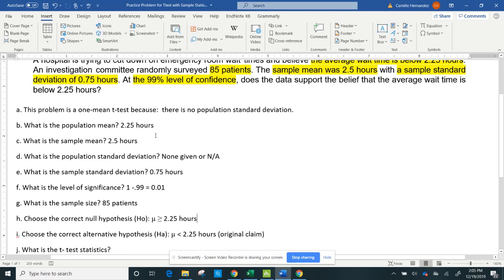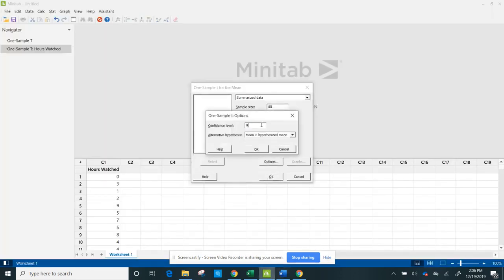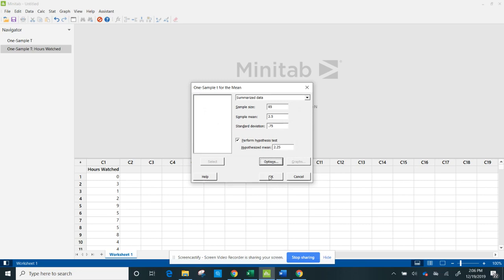Again, it helps if you keep everything straight. The biggest errors I see are when students flip the sample mean and the population mean. It'll give you some wonky stuff when you do that. So you want to make sure you know which is which. Again, population mean is what's in the hypothesis. Sample mean is what's coming from your sample that you're comparing to the population. So go back, go to Options, 99 for this one, because remember I wanted a 99% level of confidence. And now the mean is going to be less than the hypothesized mean. Not greater than, not equal, less than. Hit OK and hit OK.